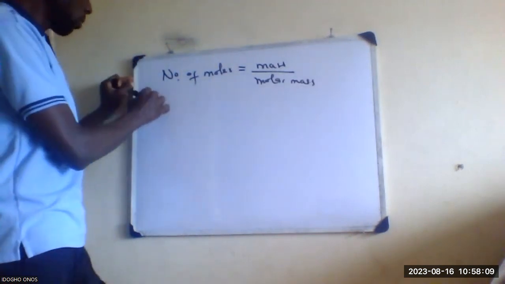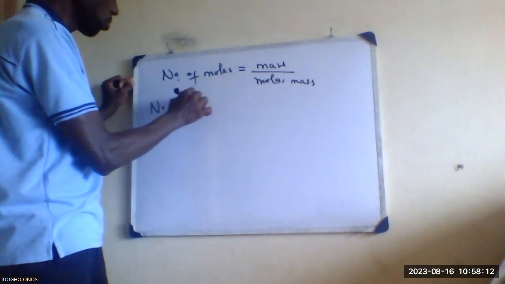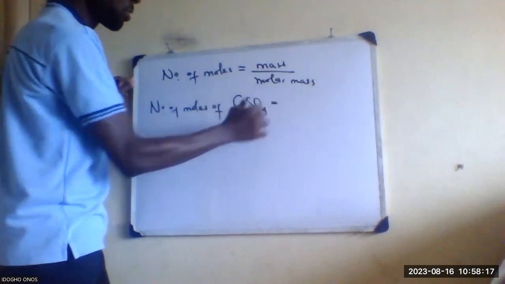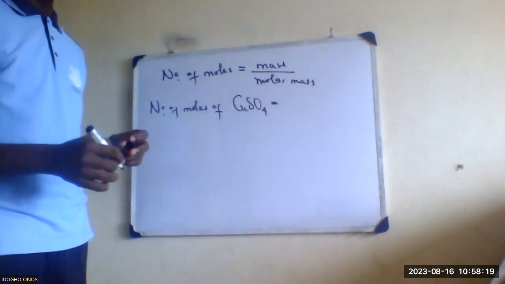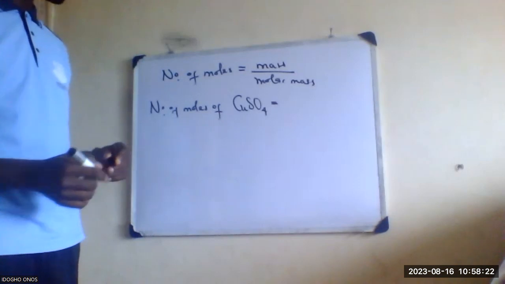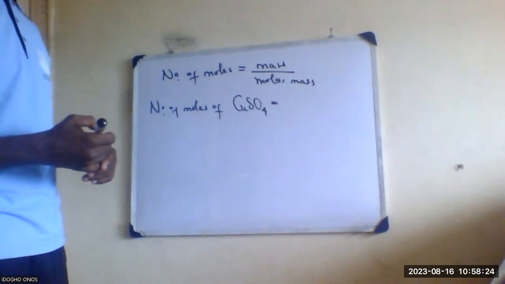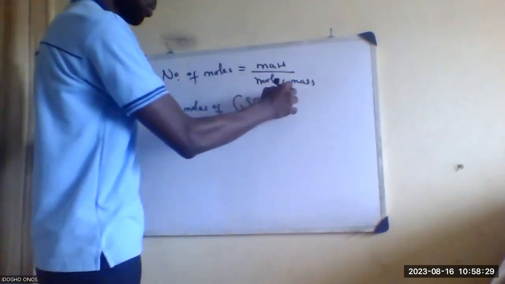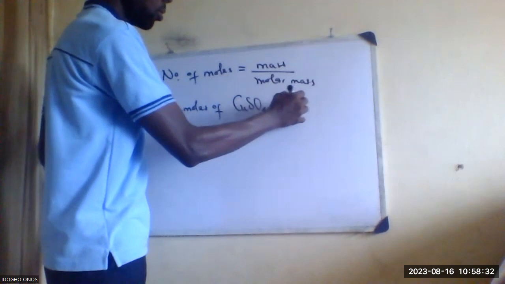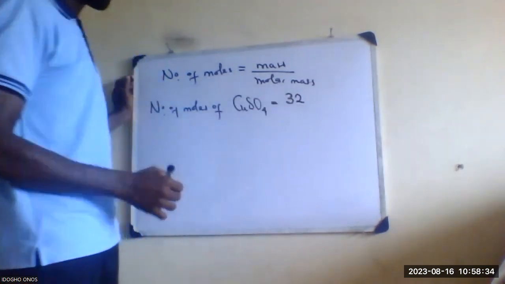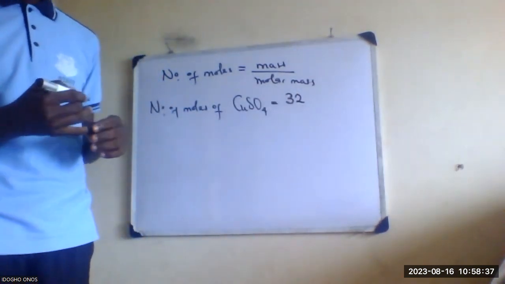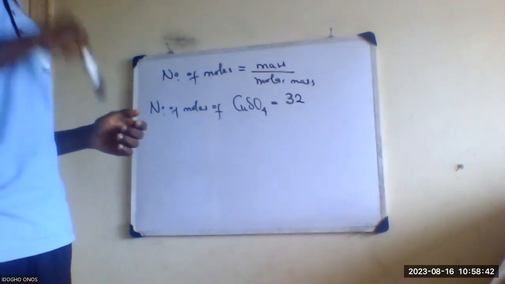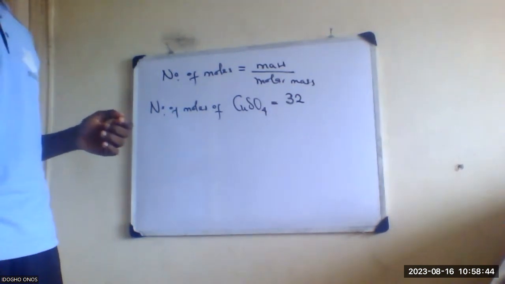So I'm going to do this now. Number of moles of the compound there, CuSO4. They said anhydrous, that means it does not contain water of crystallization. That's why it's just CuSO4. Then we're given the mass of CuSO4 to be what? 32. Is it 32 or 13? It is 32 gram. If you wrote 13, please correct it.